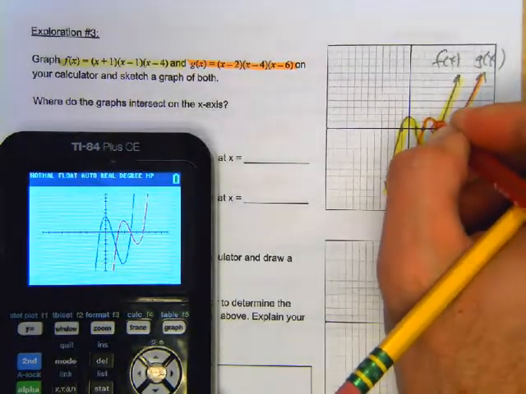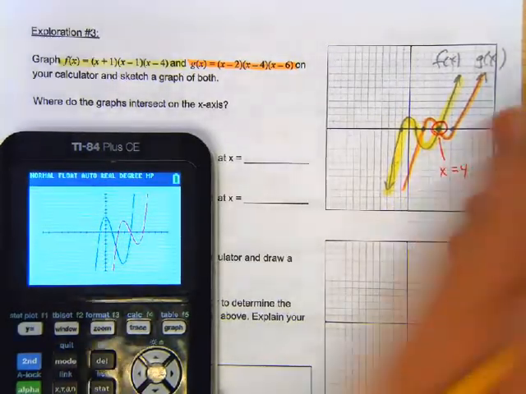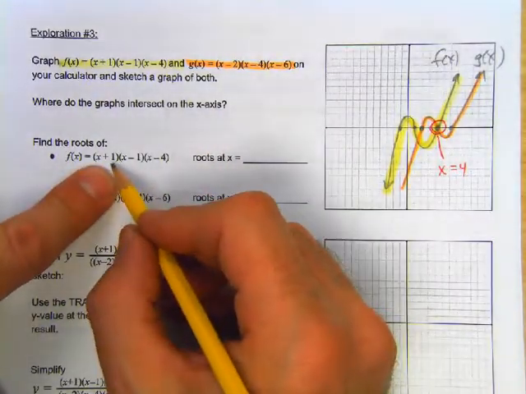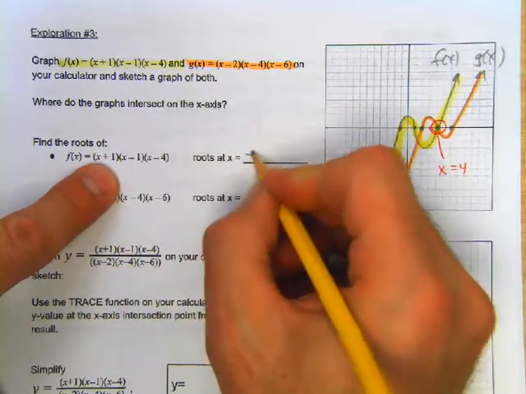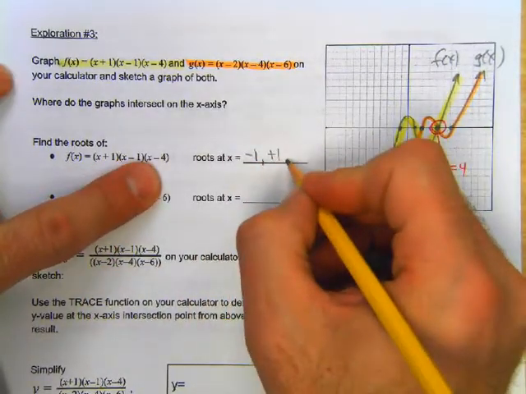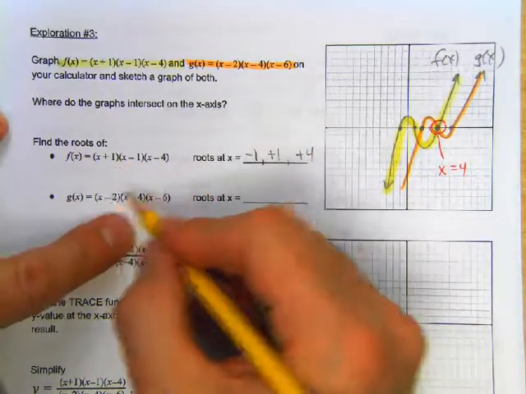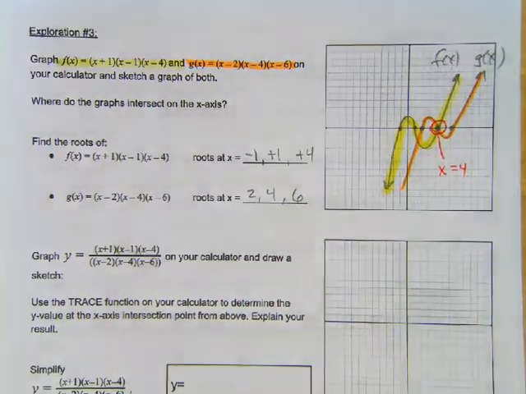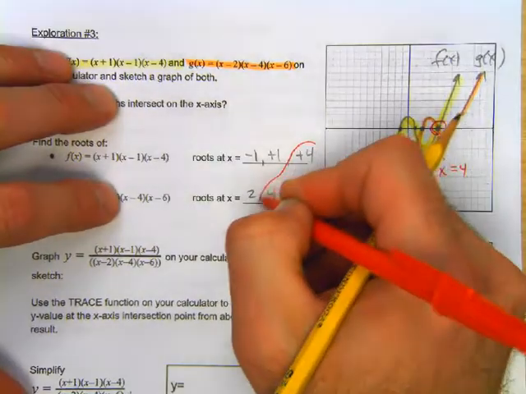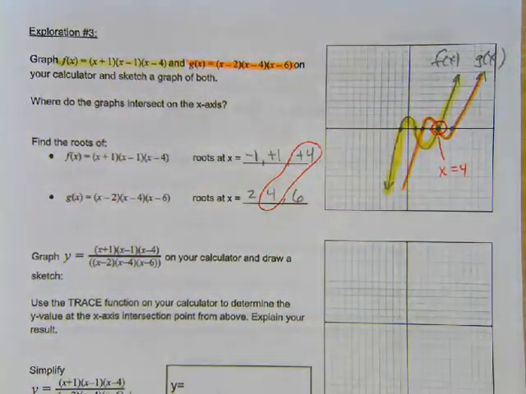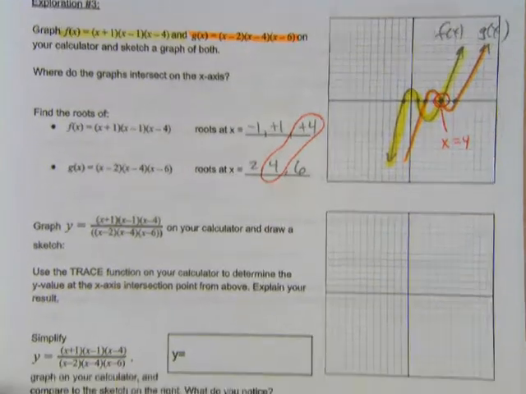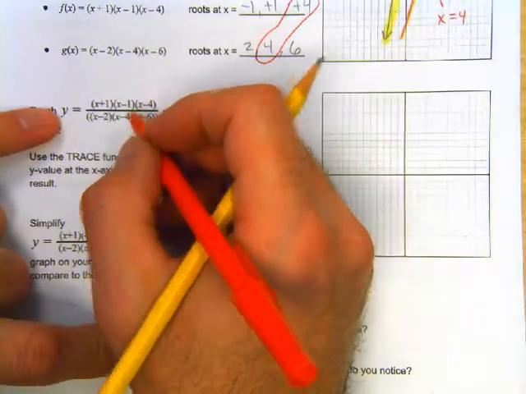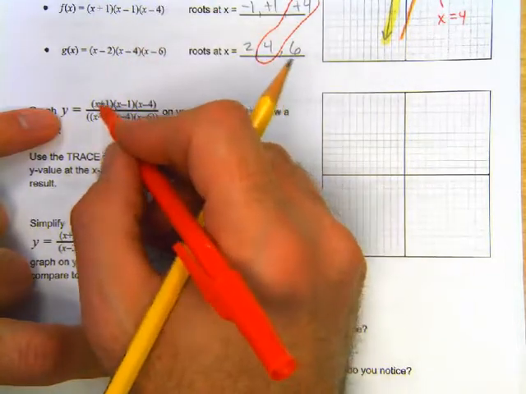Pretty fun looking graph. Where do the two graphs intersect on the x-axis? Yeah, right there at x equals 4. Alright, let's find the roots of f of x, which are -1, +1, and +4, and the roots of g of x are 2, 4, and 6. And there's our two matching roots.